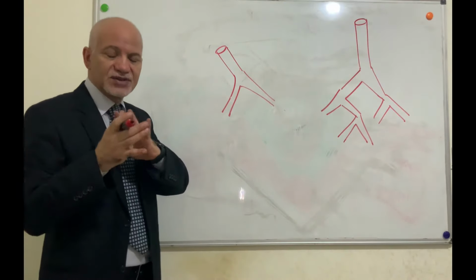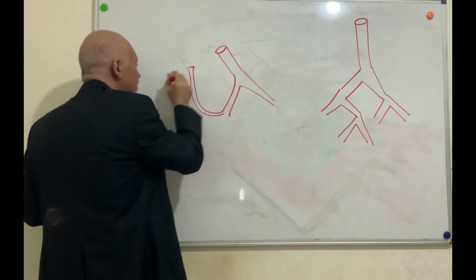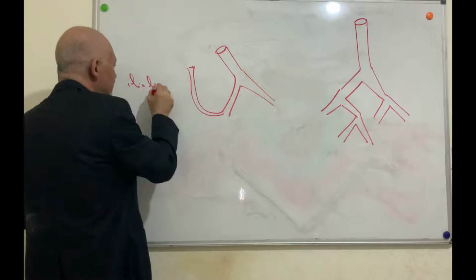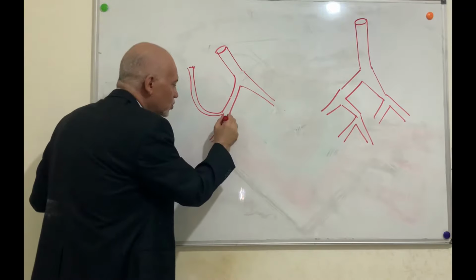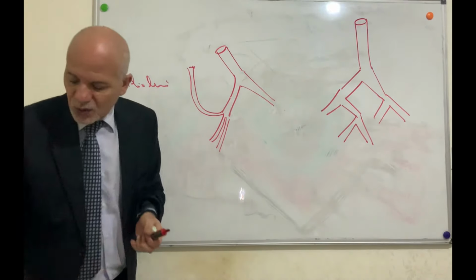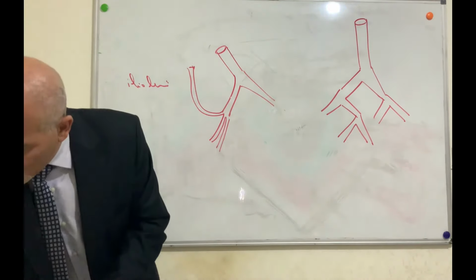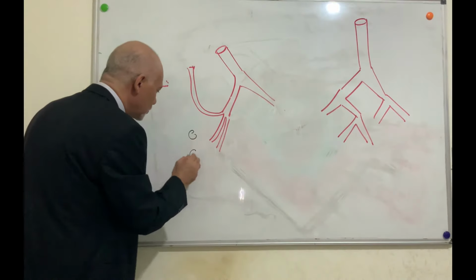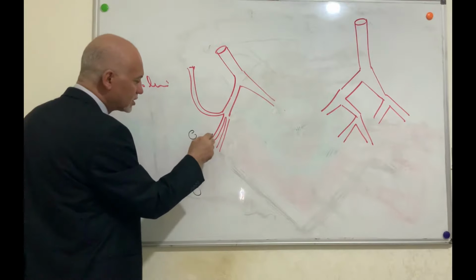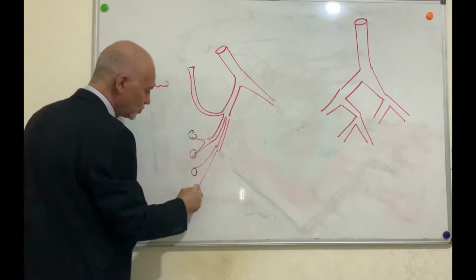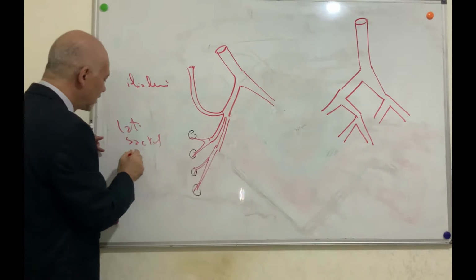It gives three branches. The first branch ascends upward, called the iliolumbar. The second branch is formed of two branches that enter the sacral foramina. We have four sacral foramina: 1, 2, 3, 4. Two arteries called the lateral sacral arteries, each artery divided into two to enter the sacral foramina. Here, the lateral sacral arteries.